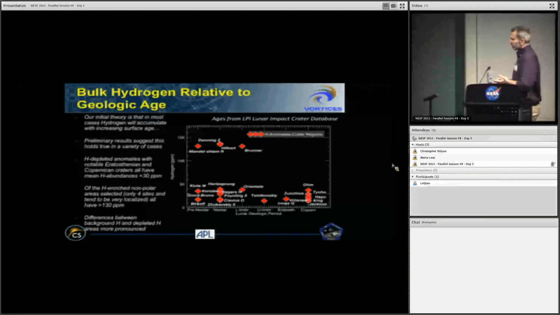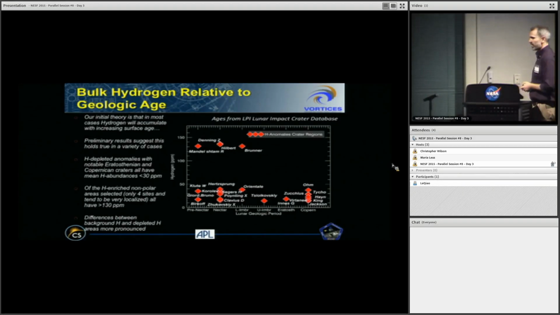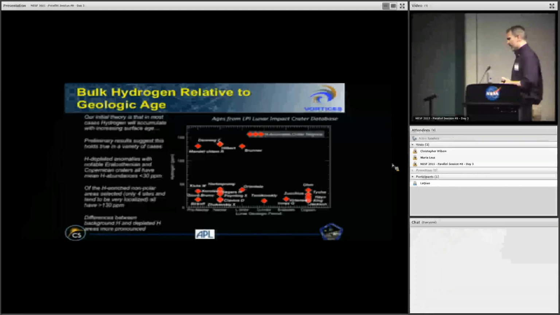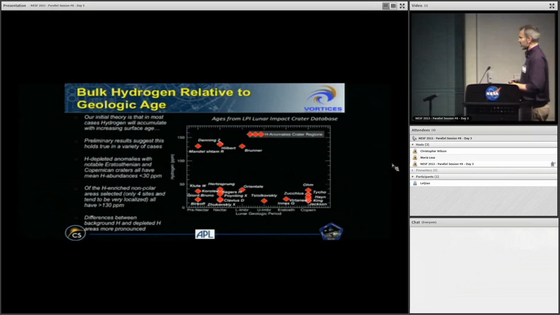So now that we took a little bit of stock of some of these anomalies, I decided, well, if they're correlating with maturity, we can often relate this to relative age. And so I started taking a look at some of the ages. Initially, because of how coarse some of the epithermal neutron data is, it was a little bit difficult to say, well, what exactly is responsible for this anomaly? And so this was kind of a first draft that I showed at LPSC.